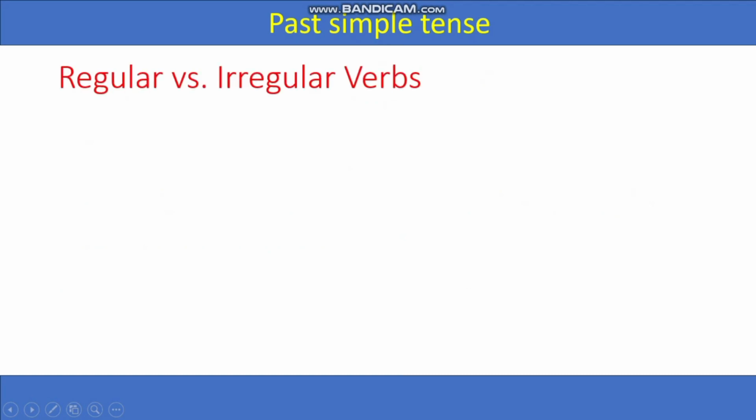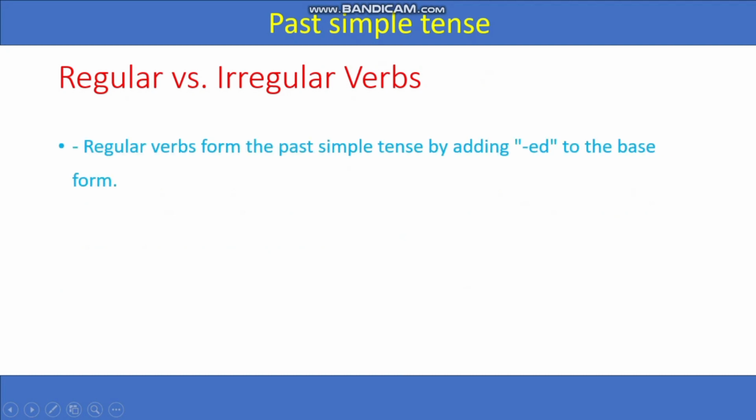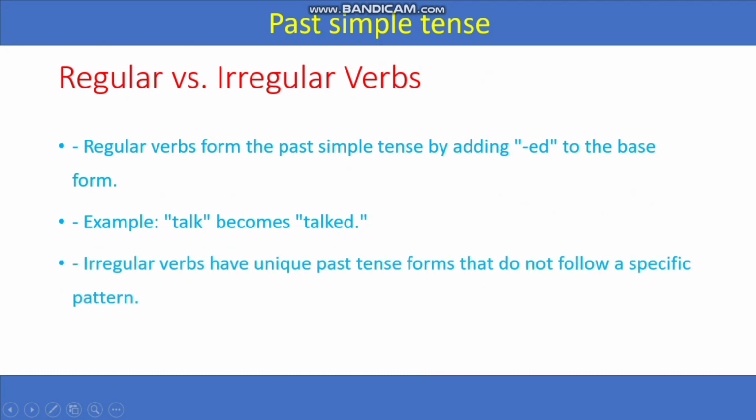Regular verbs, irregular verbs, regular versus irregular verbs. Okay, the difference. Regular verbs form the past simple tense by adding ed to the base form. Sometimes we add only d. These are regular verbs, to make the second form and the third form, right? For example, talk becomes talked. And irregular verbs have unique past tense forms and do not follow a specific pattern. We can have examples: go, went, eat, ate. Likewise, we have many examples.